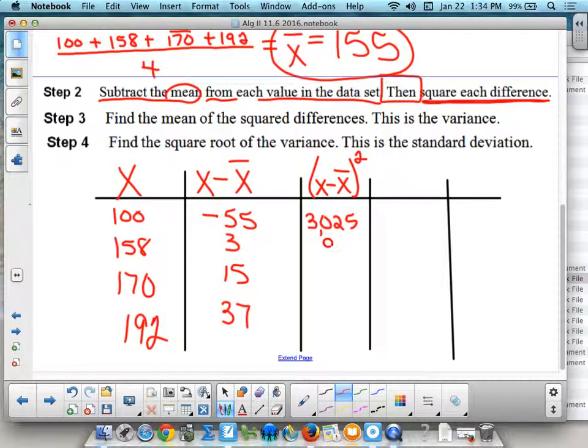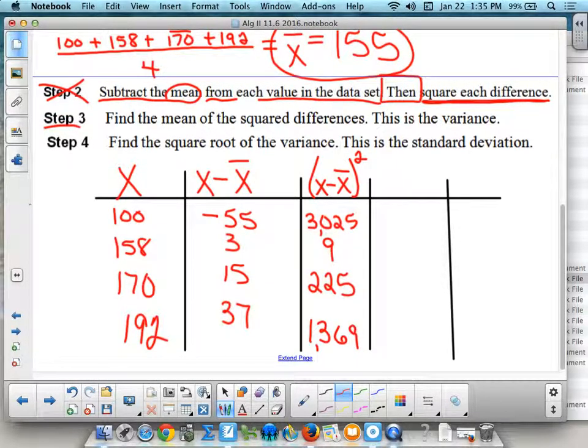9, 225, 1369, you said? Yeah. Okay, boom. Pretty simple, right? Square, square, square, square. Okay, you're done with step 2.